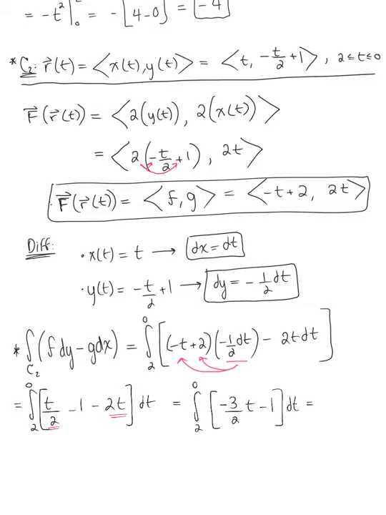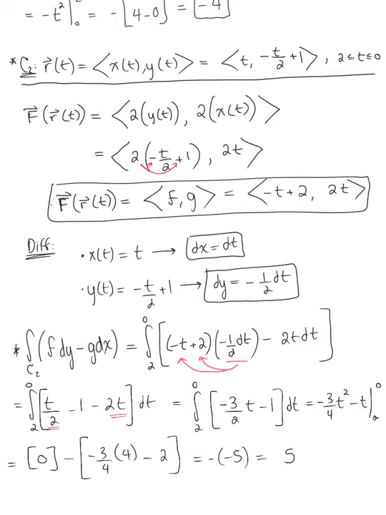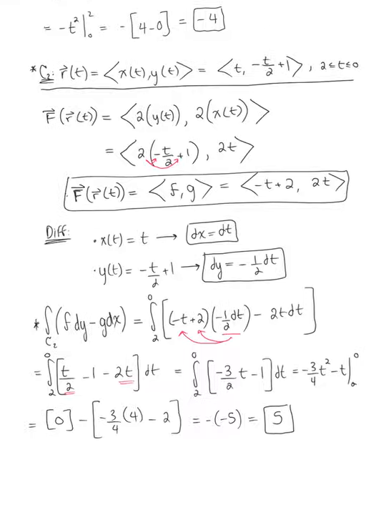And when we integrate, we're left with minus 3/4 t squared minus t from 2 to 0. So when we plug 0 in, everything cancels to 0. And then we are subtracting minus 3/4 multiplied by 2 squared, which gives us 4, minus 2. So we're left with a minus 5 for a beautiful final answer of 5. So that is the value of our second curve here, and we have one more to go.